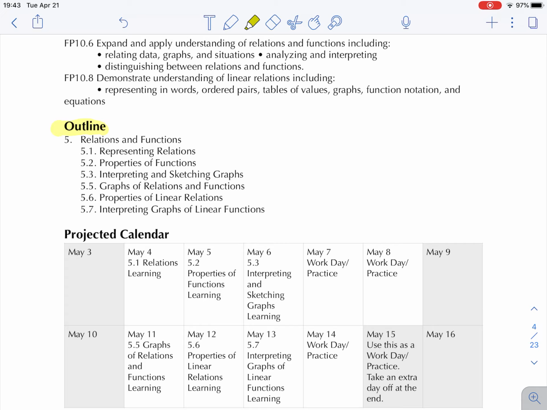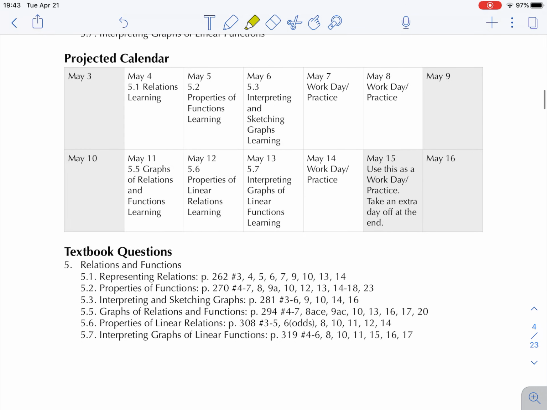Here's the outline of what we are going to do. Section 5.1, representing relation. 5.2, properties of functions. 5.3, interpreting and sketching graphs. 5.5, graphs of relations and functions. 5.6, properties of linear relations. 5.7, interpreting graphs of linear functions.